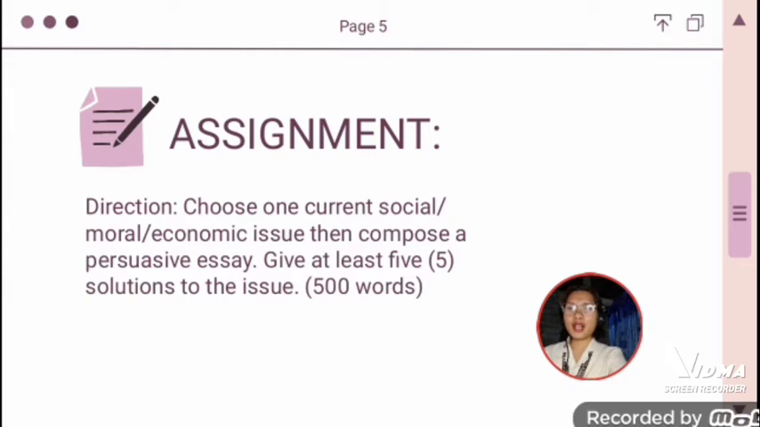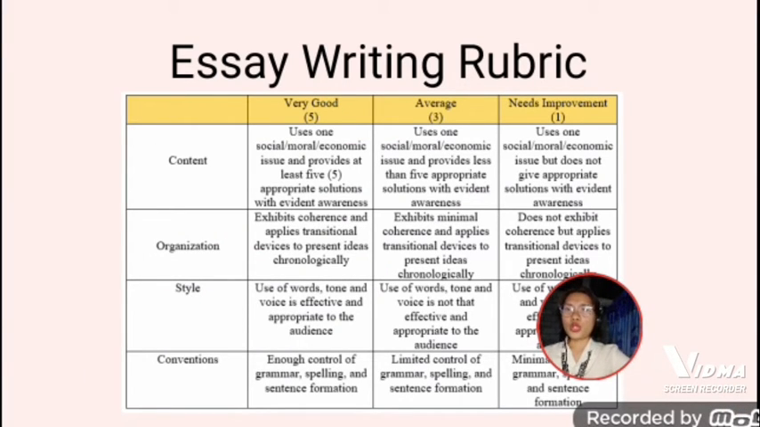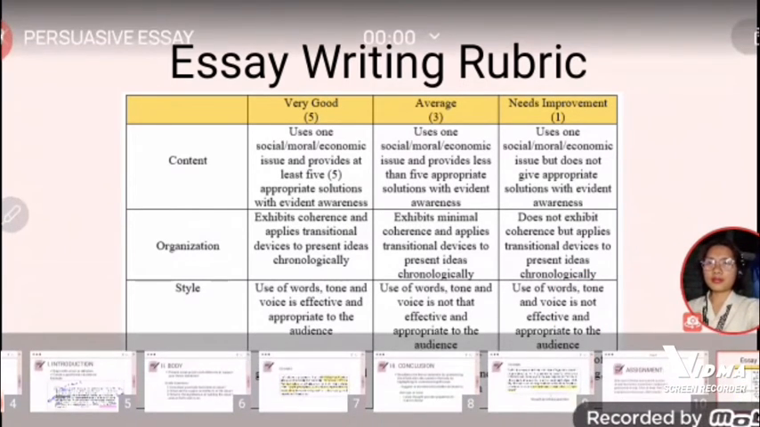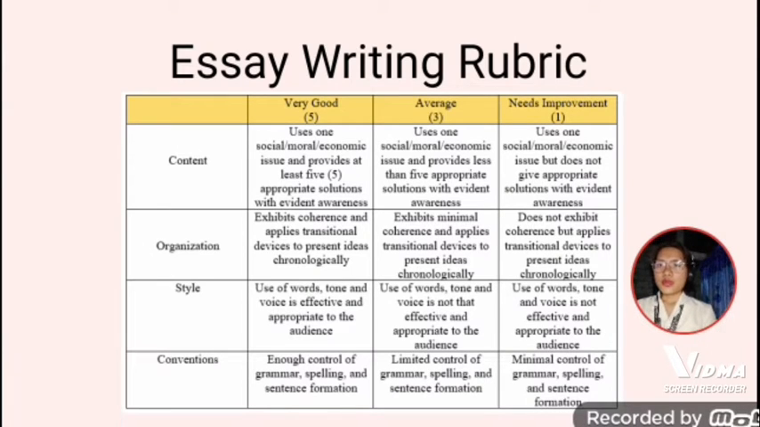And then allow me to present our essay writing rubric. So for the content, in order to have 5 points, you should use one social, moral, or economic issue and provide at least 5 appropriate solutions with evident awareness. Meaning to say, you should choose one particular topic under any type of issue. Okay, so if you want to write about a social issue, then choose a particular topic under the social issue.